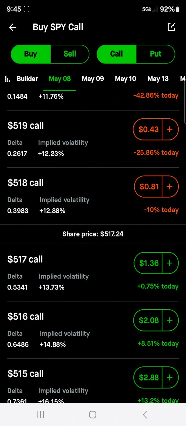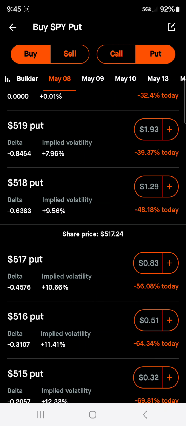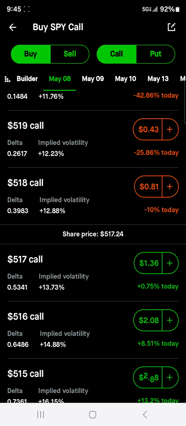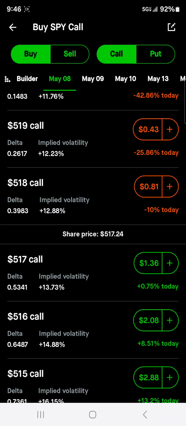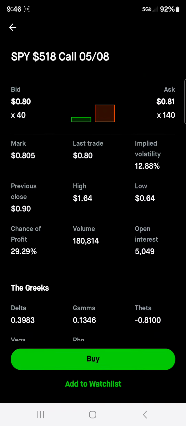So for tomorrow, everything that you're seeing here, we have calls and we have puts. With calls, that's when you're anticipating the stock price is going to go up, and with puts is when you're anticipating the stock price to go down. We'll focus on calls at the moment. If you wanted to say the stock is going to go to 518, your 518 call, as you see here, is 81 cents. If you tap on it, you'll see that when the market closed, the last bid and ask price was right around 80 cents.